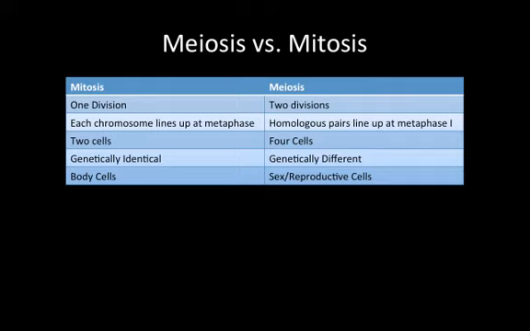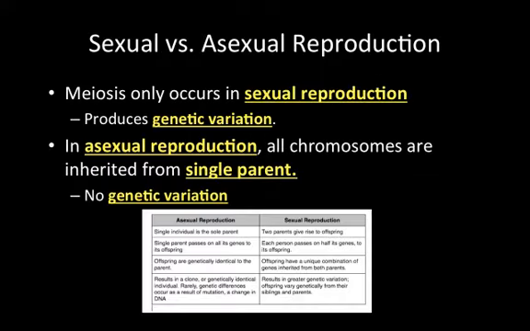So there are several key differences between mitosis and meiosis that you need to make sure that you know in order to be successful in this part of the unit. One thing to keep in mind is that meiosis only occurs in sexual reproduction because this produces genetic variation. That's important to a population that reproduces sexually, to produce that genetic variation, because genetic variation actually helps the survival of the species.